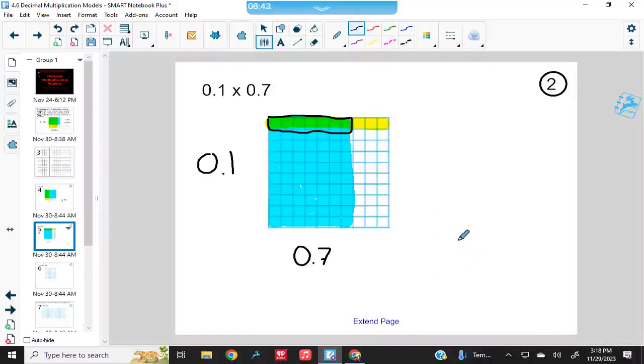It's not 7/10. It is 7/100. Because there's only 7 little blocks there. If it was 0.7, it would be all this blue. Okay, so that's one of the tricky parts we have to remember. Okay, all right, let's try the next one here.